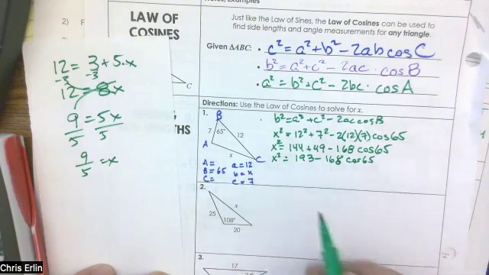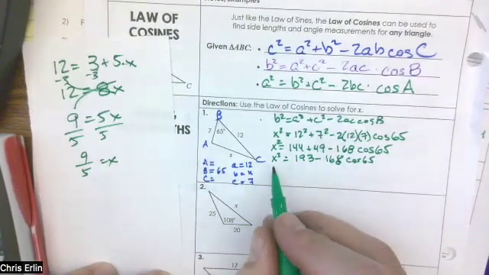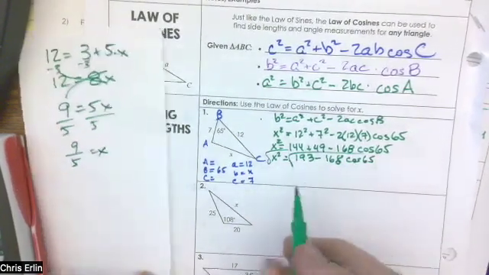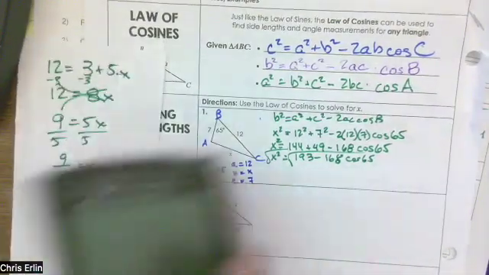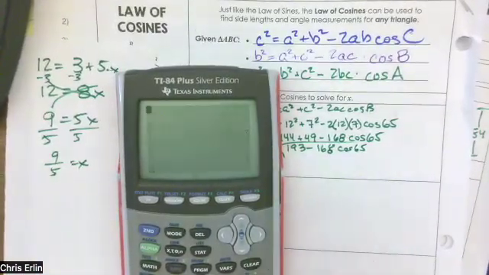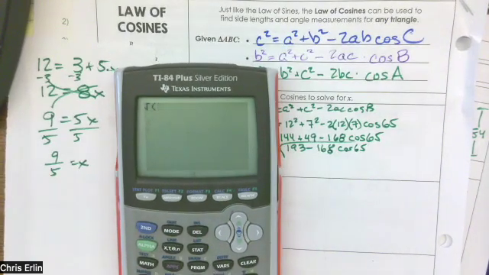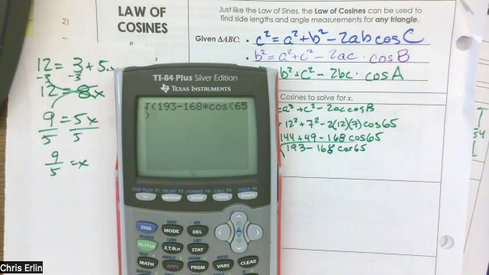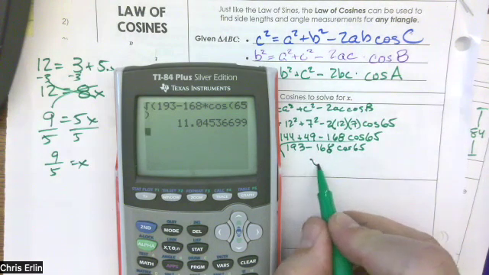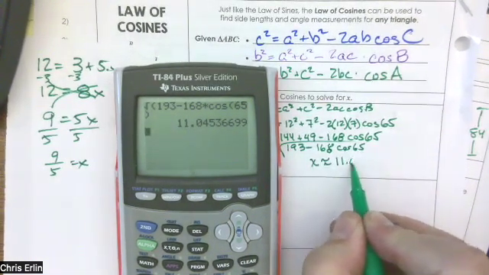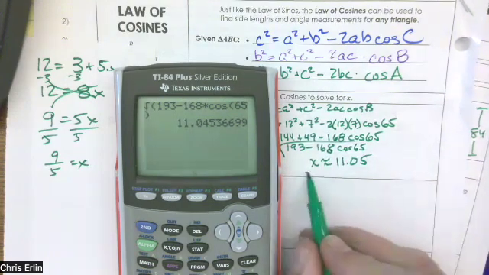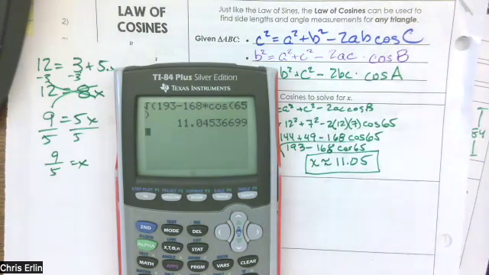To solve for x, what do I do? Good, square root. So now in my calculator, I'm going to enter in the square root of that whole mess. Second, x squared brings up the square root. 193 minus 168 times cosine 65, close parentheses. And I get x is approximately equal to 11.05, let's say. Let's round to the nearest hundredth. Please use your calculators. Make sure you can get that answer.